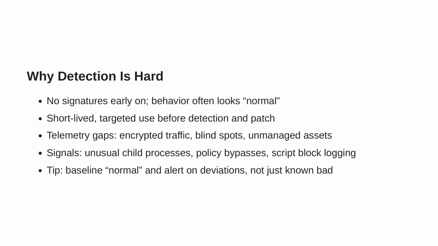Practical tip: baseline normal and alert on deviations. Build per-host and per-user baselines for process trees, command line arguments, script volume, and outbound destinations. Flag rare parent-child pairs, first-seen domains, sudden spikes in interpreters, and deviations from typical working hours or peer behavior.